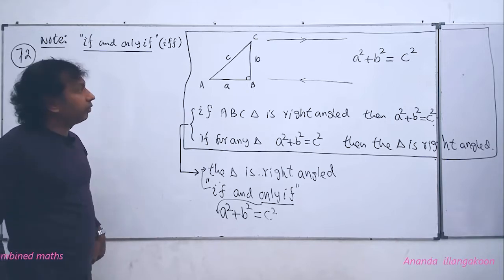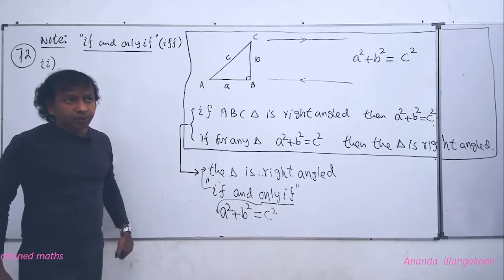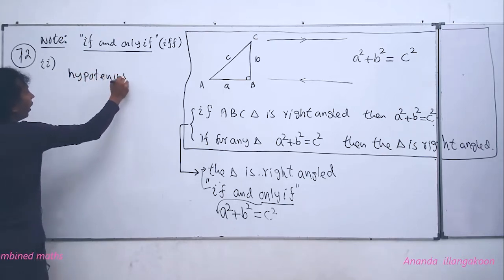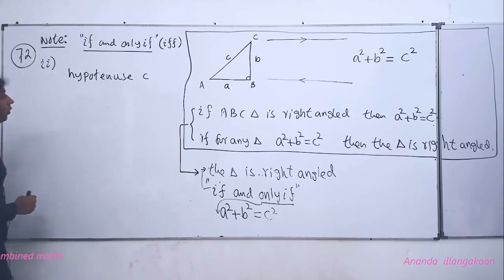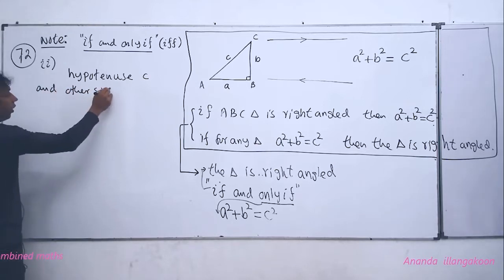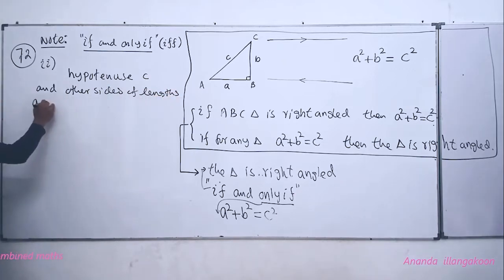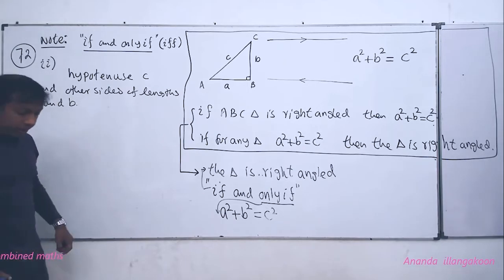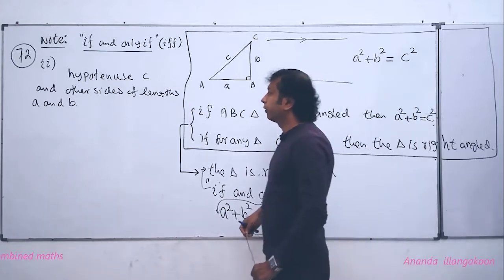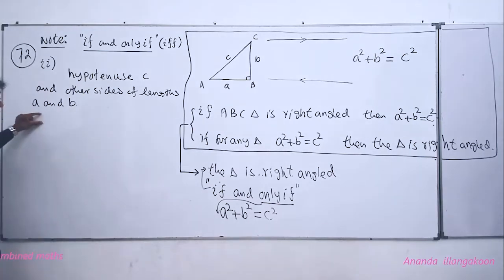Consider a right angled triangle ABC with hypotenuse C and other sides of lengths A and B. Write down, starting from a new line.